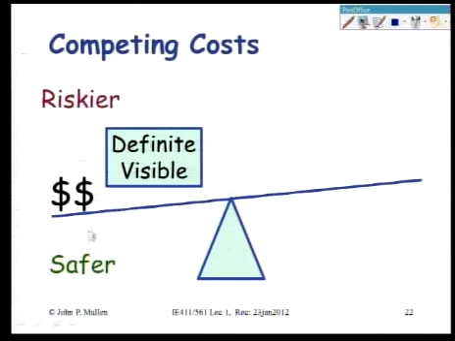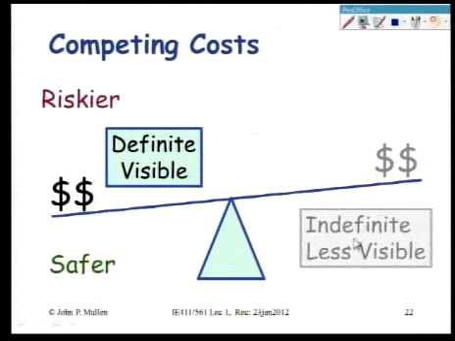Now, in order to be safer, we have to spend money, let's say, or have employees spend more time, and since we're paying for time, that costs money. That cost is definite and visible. You know what it is because you're paying it. On the other side, we have costs that are indefinite and less visible. For example, if you drive around without headlights at night, you might not have an accident the first time you do it. Does that mean it's safe?